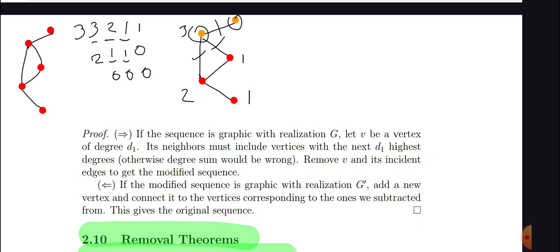And you just repeat this process. You repeat it until you reach a sequence of all zeros, which is trivially graphic, or until you get a sequence with negative entries, which is impossible. That proves whether the original network is mathematically possible.